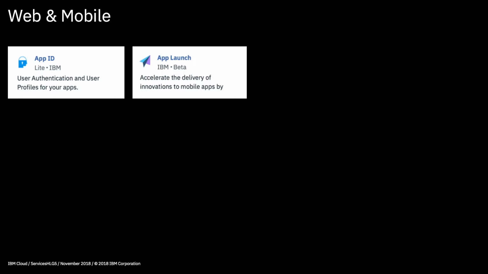Okay, so next we have web and mobile services. So we've got App ID, and this is a means to simply add user authentication and user profiles into applications, which saves an awful lot of coding. We've got App Launch, which is a service that allows app owners to control releases and launch features of mobile applications, pretty much to targeted users. So basically the owner using this service can roll out a change to a set of users, see how the change fares, and then either roll it back or roll it out, depending on the feedback, without actually impacting on all users. So it's a good way to test new features.